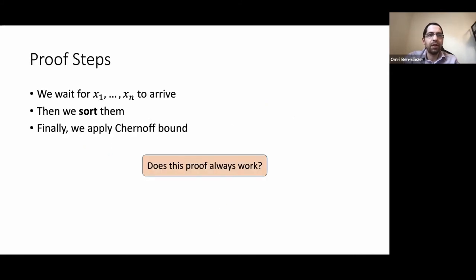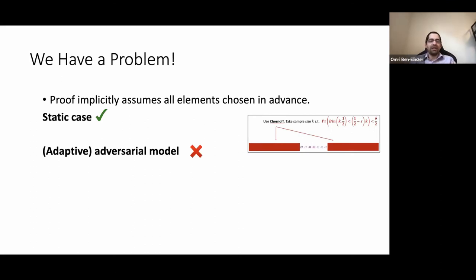Okay, so let's revisit the proof. We wait for the elements to arrive, we sort them, we apply the Chernoff bound, and then we're all good. But does this proof always work? The answer is obviously no. The proof implicitly assumes that all elements were chosen in advance, because we wait for all elements to arrive. We somehow assume independence between the elements. So a rule of thumb is that if your analysis uses a Chernoff bound at some point, and you weren't very, very careful, it's probably not suitable for an analysis against an adaptive adversary. So indeed, this proof works in the static case. It doesn't work in the adversarial case.